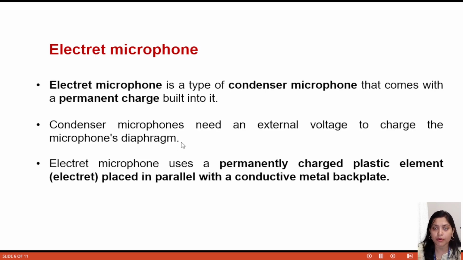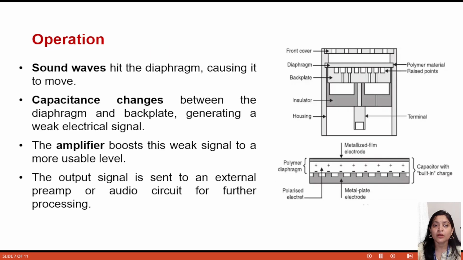Again, I have mentioned, a condenser microphone needs an external voltage to charge the microphone diaphragm. But an electret microphone uses a permanently charged plastic element called an electret, placed in parallel with a conductive metal back plate. This is the permanent charge, meaning there are electret materials. Now this is the basic structure. You can see that a polymer diaphragm is used, and there are polarized electrodes. This side is positively charged and this side is negatively charged, and as there is a charge, you can understand the same principle will follow.